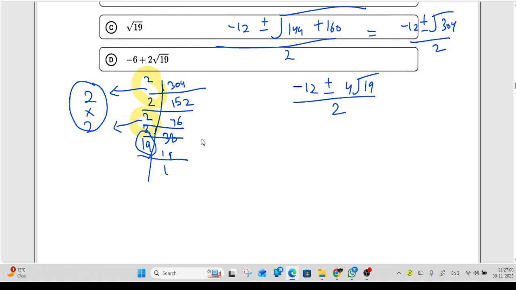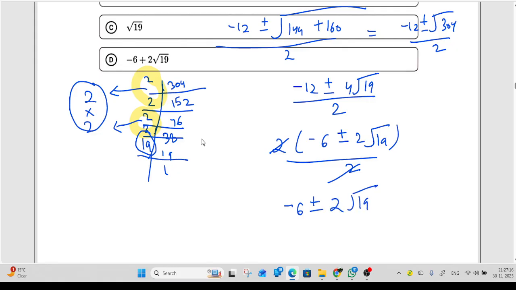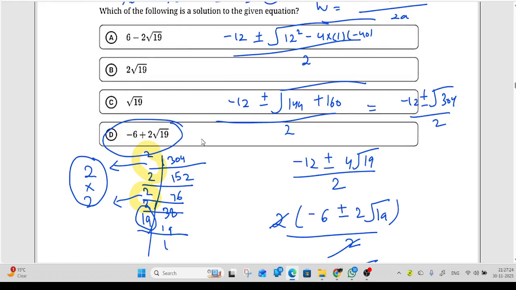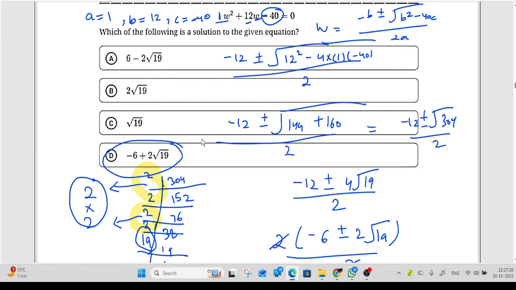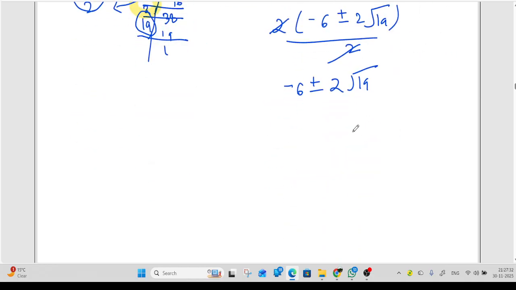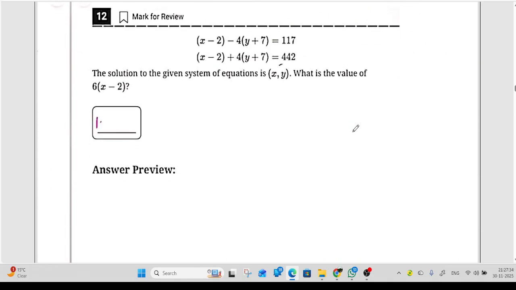Out of these numbers you can take 2 common. If you take 2 common, you are remaining here with 6 and 2 square root of 19 over 2. Then you cancel out 2 with 2. You have minus 6 plus minus 2 square root of 19. So the correct option is option D, this, because this is minus 6 plus minus 2 square root of 19, right? So these are the two possible solutions, but one of them is given in the options. So let's stick to this.